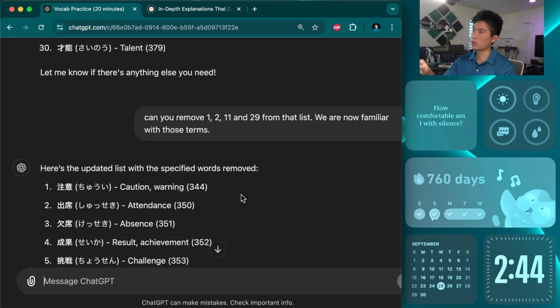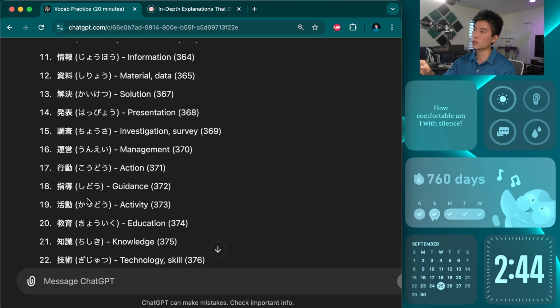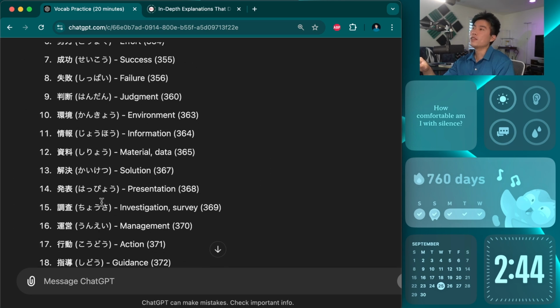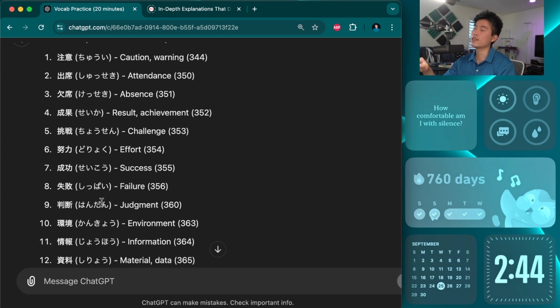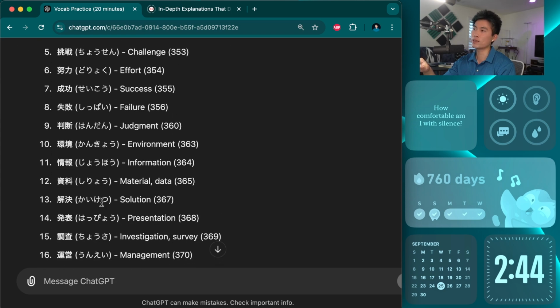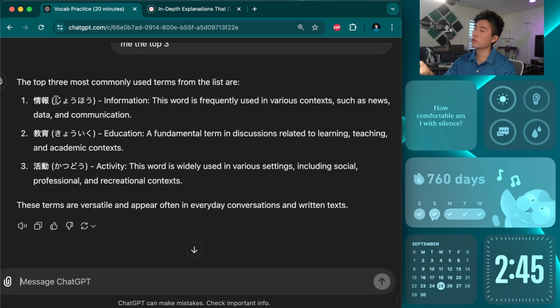That's strange. I asked it to remove 4 numbers, and it was 30 here earlier, so there should be 26, not 24. You know what? I'm not even going to try and figure out what it removed extra. I'm just gonna work on these ones. Out of these 24, which would you say are the most used terms? Give me the top 3. Okay, let's work on these then.